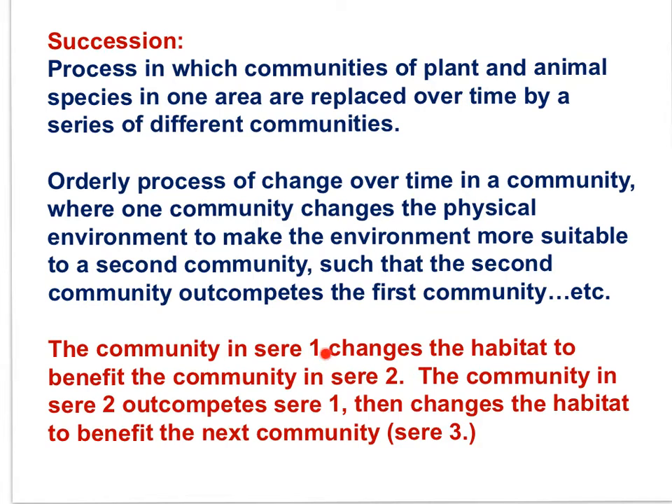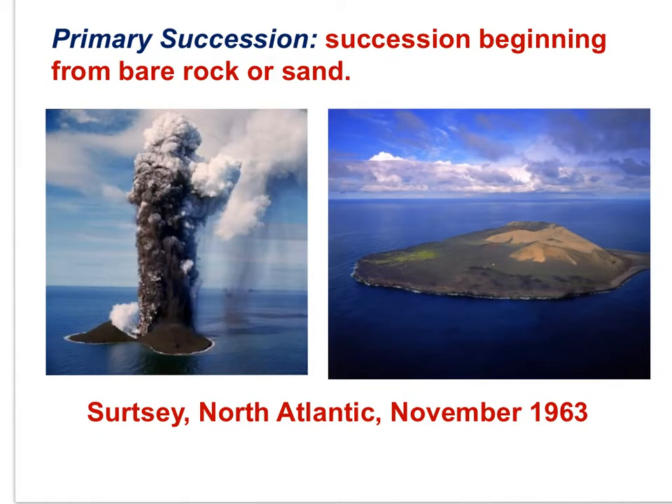The community in SERE 1, Stage 1, Phase 1, changes the habitat to benefit the community in Phase 2. The community in Phase 2 outcompetes Phase 1 and then changes the habitat to benefit the next community, Phase 3. The term SERE is synonymous with stage or phase in community succession. There are 2 broad types of succession, primary and secondary.